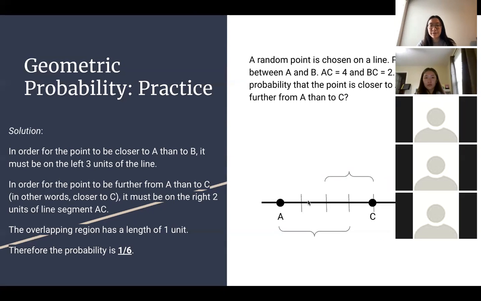So further from A than to C, it must be over in those 2 segments on the top bracket. And so the only region of overlap is that 1 unit right there that's highlighted. And so the probability here has to be 1/6.